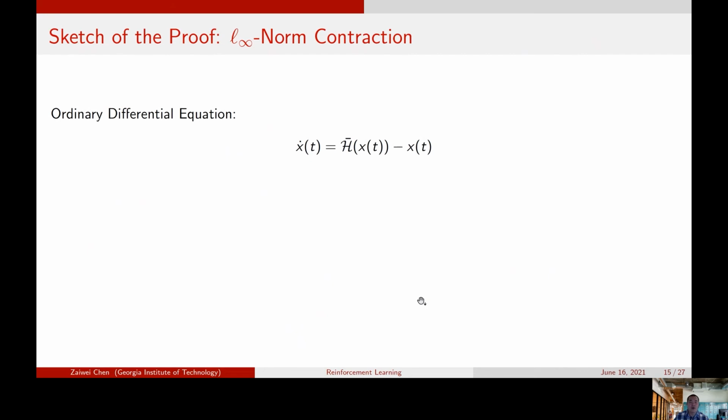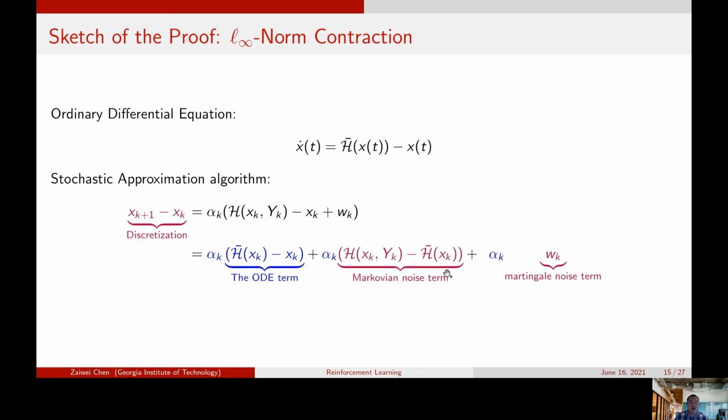Now we have the Lyapunov function for the ODE. We need to construct a Lyapunov function for the stochastic approximation algorithm. The stochastic approximation algorithm is different from ODE for two reasons. First, we don't have continuous updates, we have discretized updates. That's why we have a discretization error. By adding and subtracting h bar of x on the right-hand side of the update equation, we see that we can decompose the update into three terms.